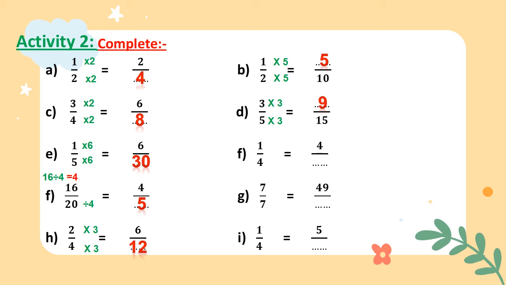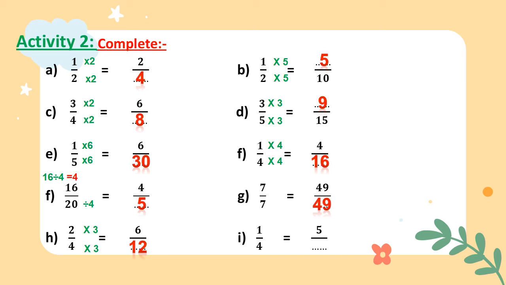And then 1 over 4 equals 4 over what? 1 by 4 gives me 4. So 4 by 4 gives me 16. The next one, it's so easy. 7 over 7 equals 1. So I have to write 49. 49 over 49 gives me also 1.